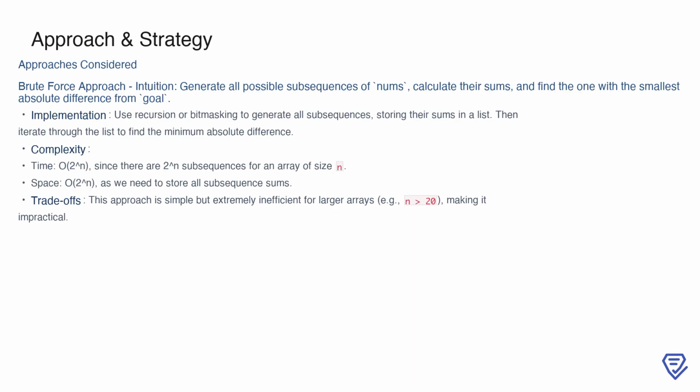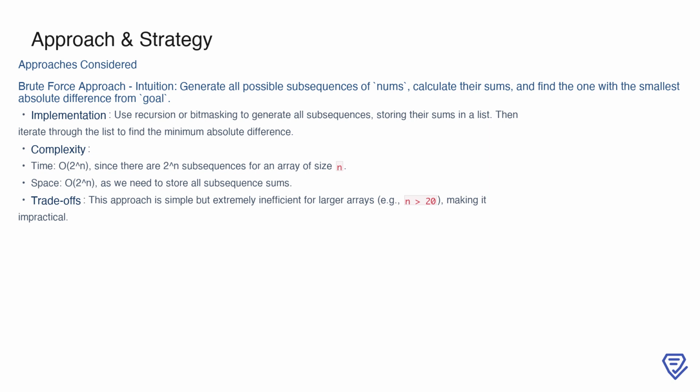To solve this problem, we first considered a brute force approach. The intuition behind this method is straightforward: generate all possible subsequences of the input array nums, calculate their sums, and then determine which sum has the smallest absolute difference from the target value, goal. This can be implemented using recursion or bit masking to systematically generate all possible subsequences. Once we have all subsequence sums stored in a list, we simply iterate through the list to find the minimum absolute difference from goal. While this approach is conceptually simple, it has significant limitations.